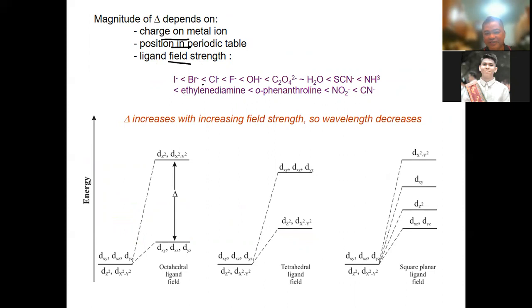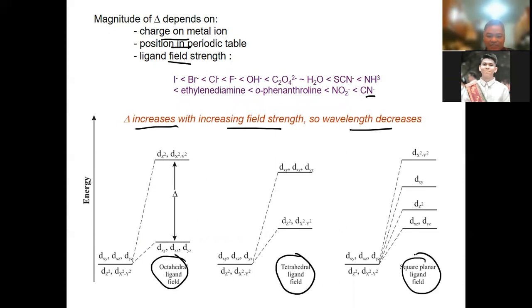So for the ligand field strength, iodide is the weakest, cyanide is the strongest. If you look at the increase in the changes with increasing field strength, the wavelength decreases. Okay, so depending on the shape of the complex, this is the difference that you have, if you have the octahedral, the tetrahedral, and the square planar. All of them involve the d-d transition.